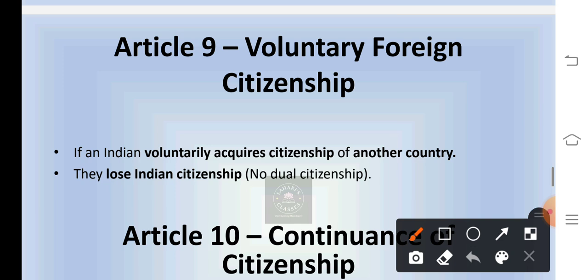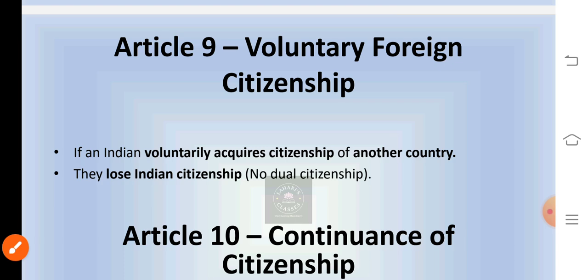Next is Article 9, that is voluntary foreign citizenship. This is the article where it says there is no dual citizenship in India, unlike the USA. So if an Indian voluntarily acquires citizenship of another country, they are deemed to have lost Indian citizenship. So there is no such thing as dual citizenship in India. Only one, that is Indian.